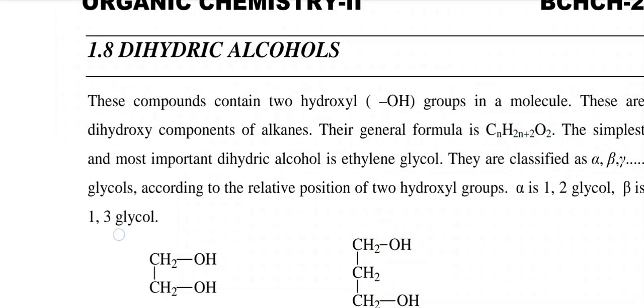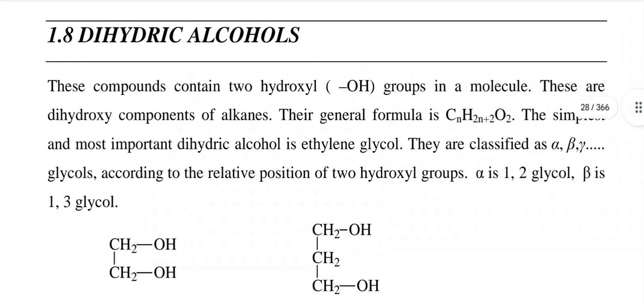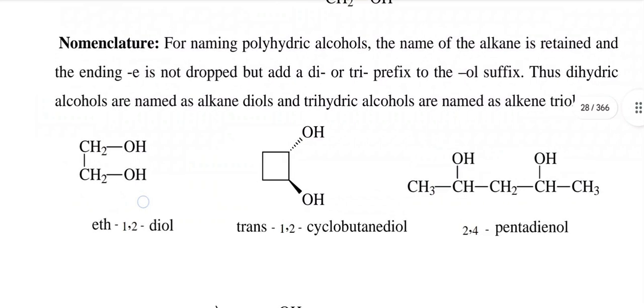Dihydric alcohols. These compounds contain two hydroxyl groups in a molecule. These are dihydroxy compounds of alkanes. Their general formula is CnH2n+2O2. The simplest and most important dihydric alcohol is ethylene glycol. These are classified as alpha, beta, and gamma glycols according to the respective position of the two hydroxyl groups. Alpha is 1,2 glycol, beta is 1,3 glycol.